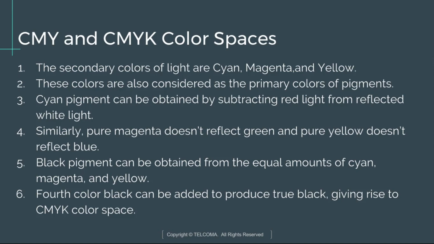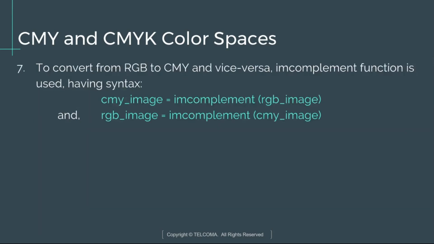Black pigment can be obtained from the equal amounts of cyan, magenta and yellow. Fourth color, black, can be added to produce true black, giving rise to CMYK color space. To convert from RGB to CMY and vice versa, imcomplement function is used, whose syntax is shown here.